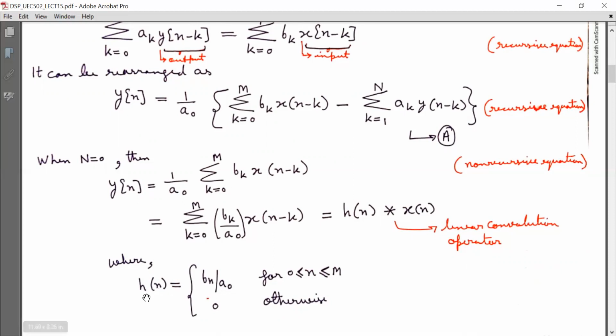Now we will define h[n] as the impulse response of an LTI system, which is equal to b_n by a naught when n is ranging from 0 to capital M, and this h[n] is 0 otherwise. And when I substitute h[k] instead of b_k by a naught, it will appear to be a linear convolution sum, or I can represent it as h[n] convolved with x[n] through the linear convolution operator.